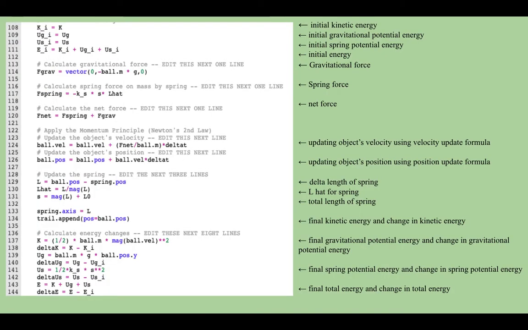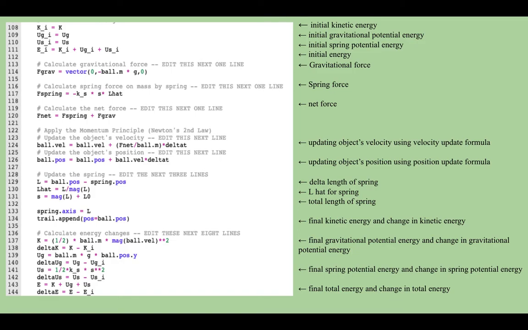So here we set the initial of all the energies, including the total energy, to the values that we just computed. And then we know that gravitational force is going to be negative mg in the y direction, and then spring force is negative kx times L hat. And then the net force is going to be the spring force plus the gravitational force. And then we update the ball's velocity using the velocity update formula, which is velocity plus net force over mass times delta t, and update the ball's position using the position update formula, which is position plus ball's velocity times delta t. And then we update the spring's position, the spring's L hat, and the spring's total length.